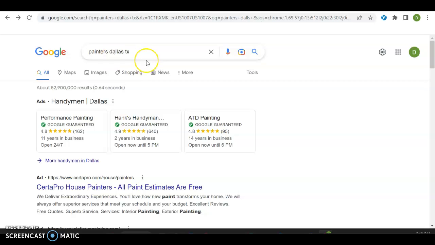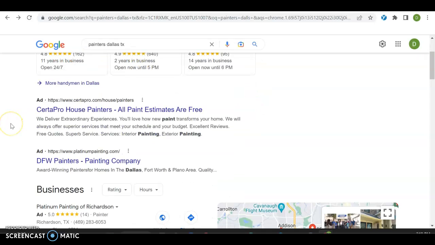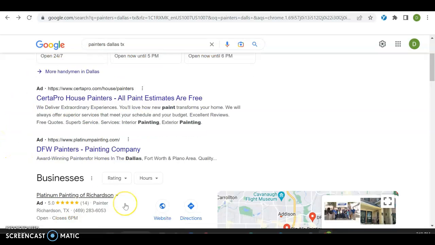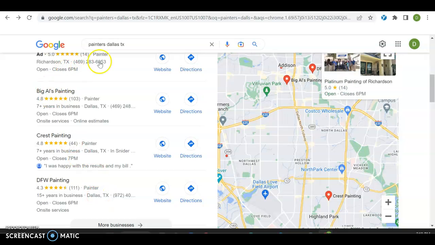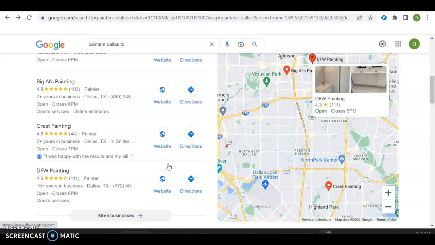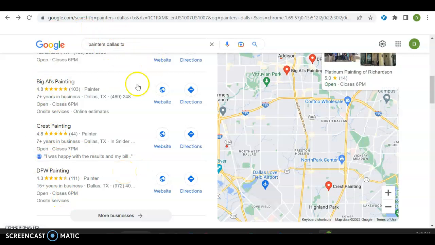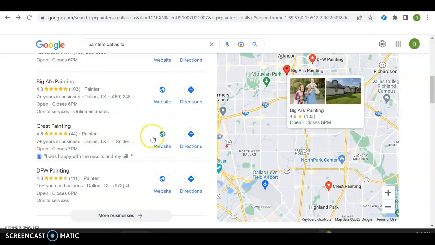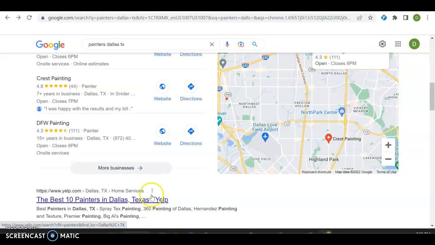Painters, Dallas, Texas. So right away I got your Google guarantees. These are ads, Google ads for people who want to jump to the front of the line. Then we have our map pack here. Now there are ads for the map pack as well. And basically studies show that about 30 to 40% of all people will click on one of these three if they're searching for Painters Dallas, Texas. So we definitely want to get into here as well. Try and get to the top. Obviously the first one on the page is always going to be the best.